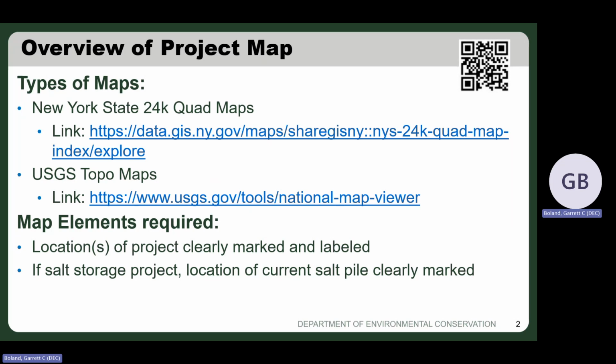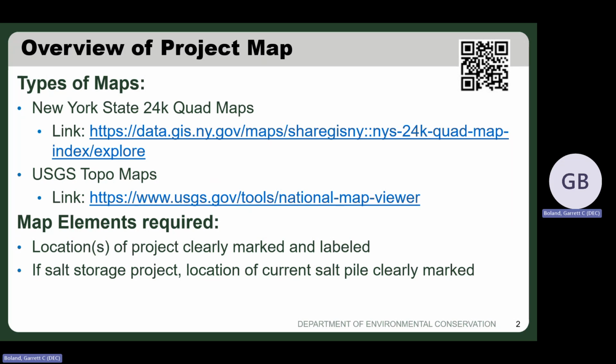You do not need to follow the steps in this video to make the project map. There are other ways to make it. But however you make the project map, it must be made using New York State DOT 24K quad maps or USGS topographic maps, and the project location must be clearly marked.